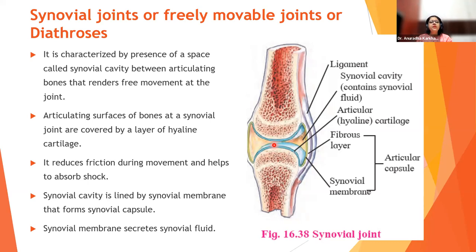So these typical joints are going to be called freely movable joints. See, articulating surfaces of bones at the synovial joint are covered by a layer of hyaline cartilage. So on top of both the articulating bones, beta, what is there? Hyaline cartilage. It reduces friction during movement and helps to absorb shock. Synovial cavity is lined by synovial membrane that forms the synovial capsule.